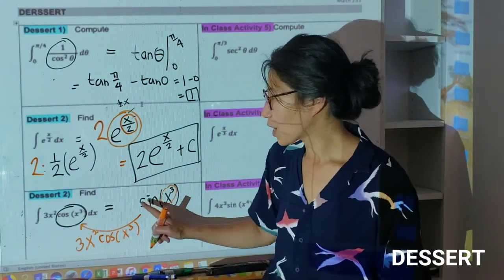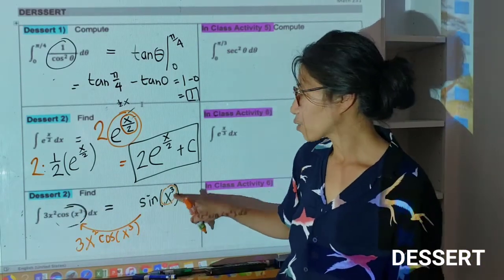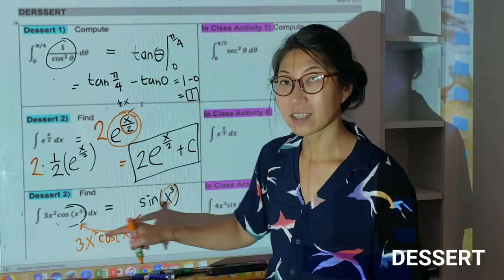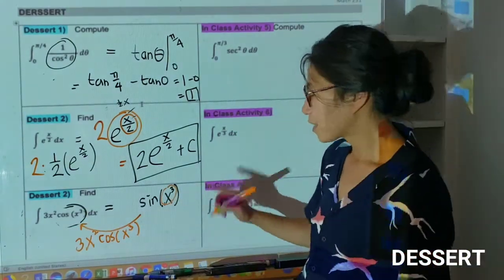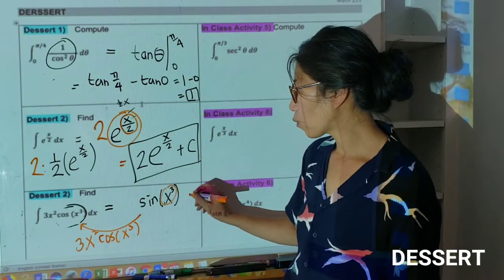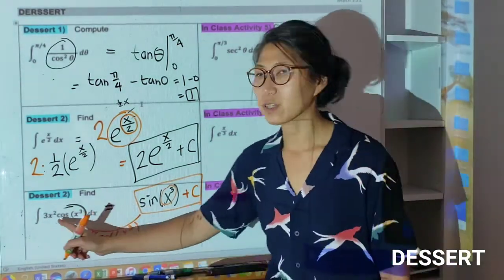So actually, my antiderivative of this whole thing is sine x cubed. And as taking derivative, I prove that this is your derivative, antiderivative. Then that's your answer. Don't forget plus c. Little bit weird, right? Little bit difficult too.